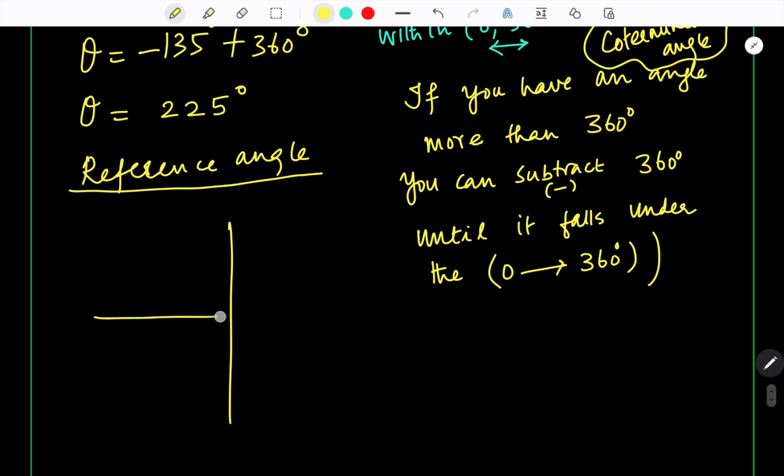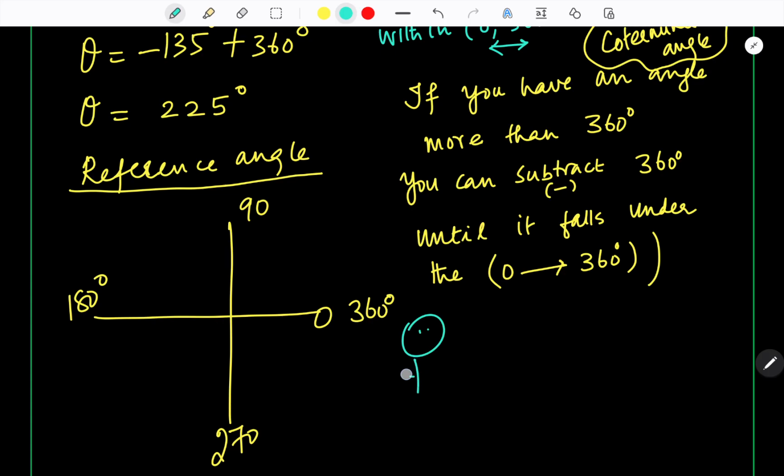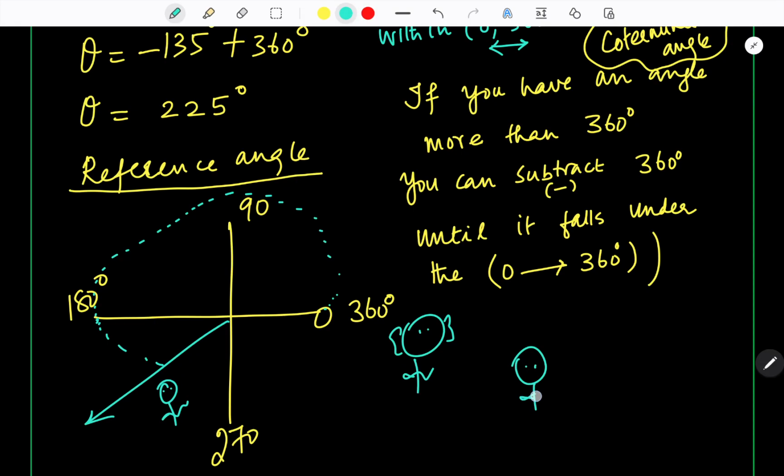Let's draw the picture: 0, 90, 180, 270, then 360 degrees. Let's start. The man is going to start, and he should go to 225 degrees. Just now we did sine, cosine, tan for 225, remember? Yes, he's here. So the man is in which quadrant? He is in quadrant 3.